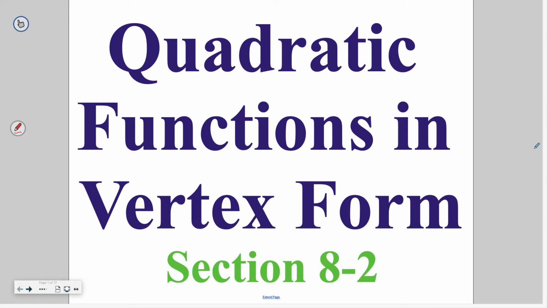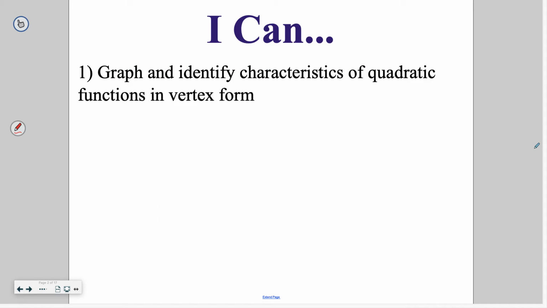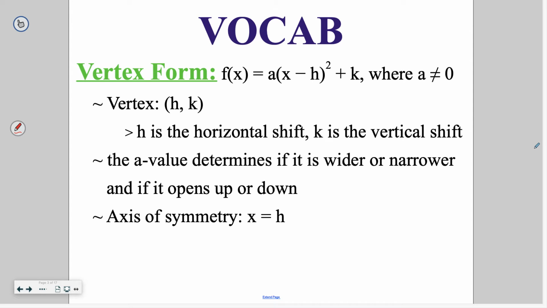Hello class, and welcome to section 8.2, which is about quadratic functions in vertex form. By the end of today's lesson, you will be able to identify and graph the characteristics of the quadratic function in its vertex form. The vertex form allows us to easily identify that vertex point and is the easiest method to graph a quadratic equation.